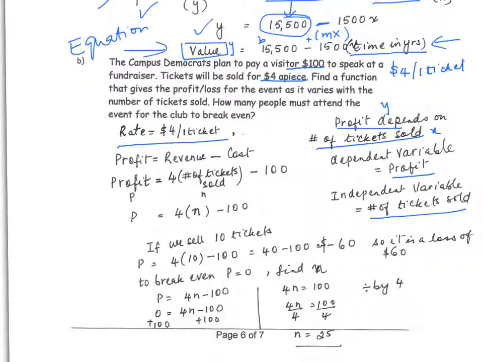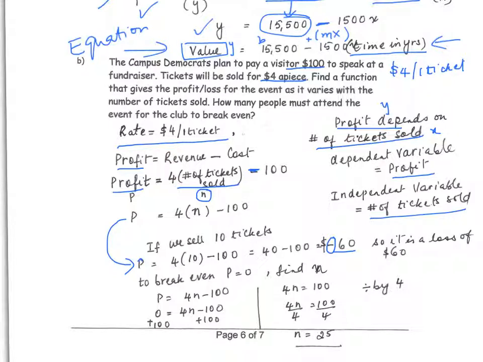So rate is $4 per ticket. Profit is revenue minus cost. Profit is equal to 4 times the number of tickets sold. I'm just going to call it N, minus the cost would just be paying the speaker, which is $100. So P equals 4N minus 100. If we sell 10 tickets, for example, then the profit P is equal to, using this model, 4 times 10 minus 100, which is negative 60. So if only 10 tickets are sold, they're going to lose, that's a loss of $60.